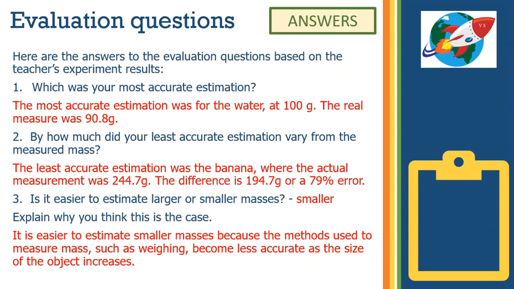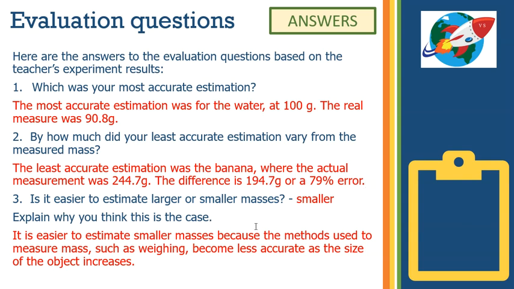Welcome back. Here are the answers to the evaluation questions based on my experiment results. So for me, my most accurate estimation was for the water at 100 grams. The real measure was 90.8 grams. So it was only out by 9.2 grams. So it wasn't too bad, less than 10%. By how much did your least accurate estimation vary from the measured mass? Well, the least accurate estimation was the banana, where the actual measurement was 244.7 grams. The difference was 194.7 grams, or a 79% error.